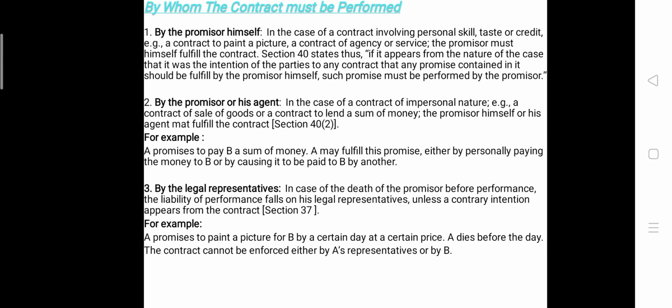Thirdly, by the legal representatives. In case of the death of the promisor before performance, the liability of performance falls on his legal representatives unless a contrary intention appears from the contract. For example, A promises to paint a picture for B by a certain day at a certain price. A dies before the day. The contract cannot be enforced either by A's representatives or by B.